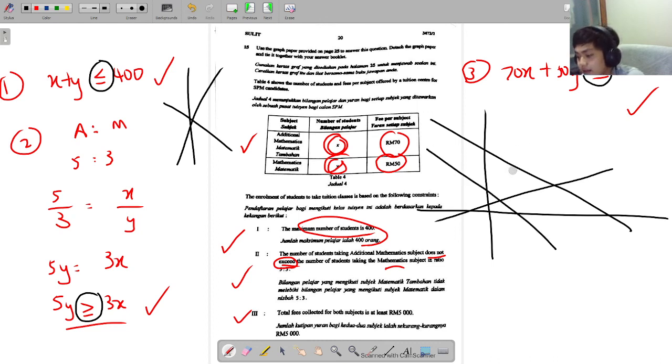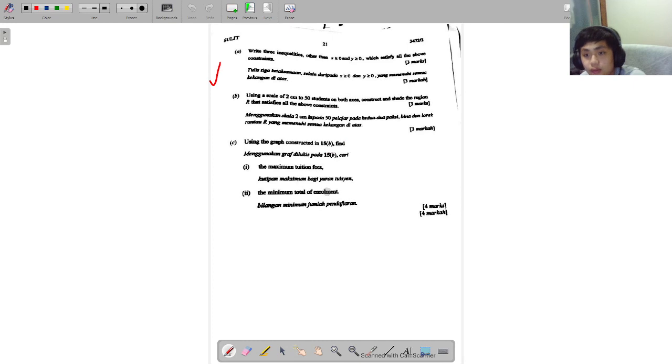Okay, and the answer is supposed to be here, this shaded region here, right? Oh sorry, this is actually for part 2. So C1, based on the graph, what is the maximum fees and the minimum total of enrollment?